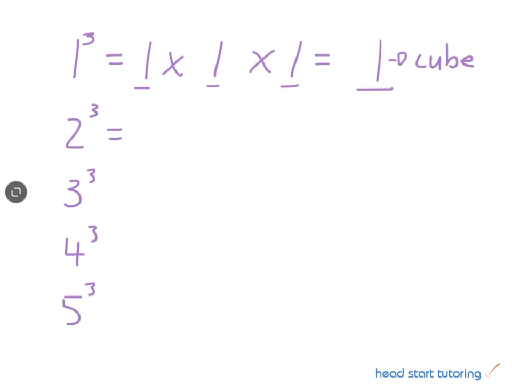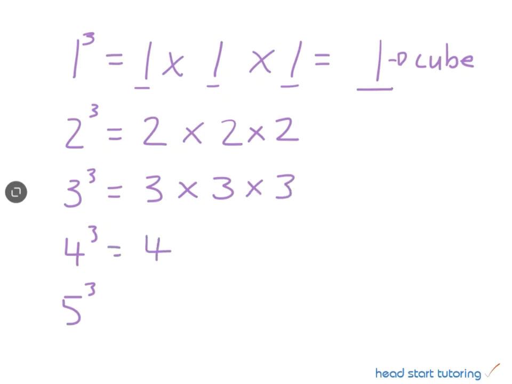we will see that 2 to the power of 3 is 2 times 2 times 2. 3 to the power of 3 is 3 times 3 times 3. 4 to the power of 3 is 4 times 4 times 4. 5 to the power of 3 is 5 times 5 times 5. Our first cube number is going to be 1, because 1 times 1 times 1 is 1.